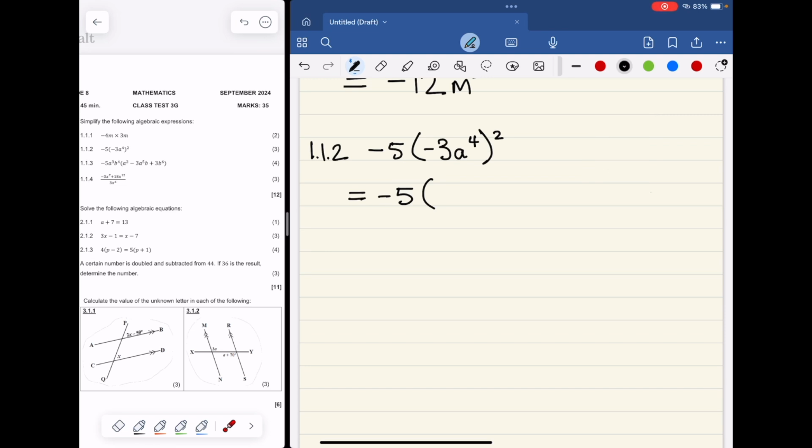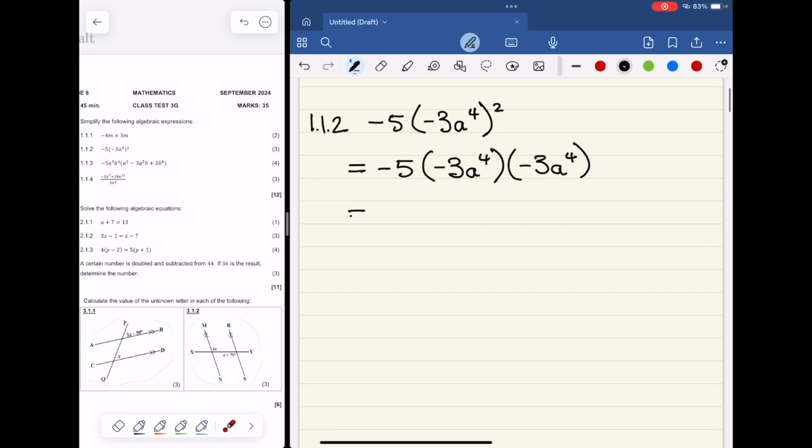So the easiest way I find is, given that the exponent is a small exponent, so this is not like it's to the power of 10 or 15 or something like that, I can rather expand this bracket by writing it out. So the 2 means that the bracket is repeated twice. So that then results in doing this.